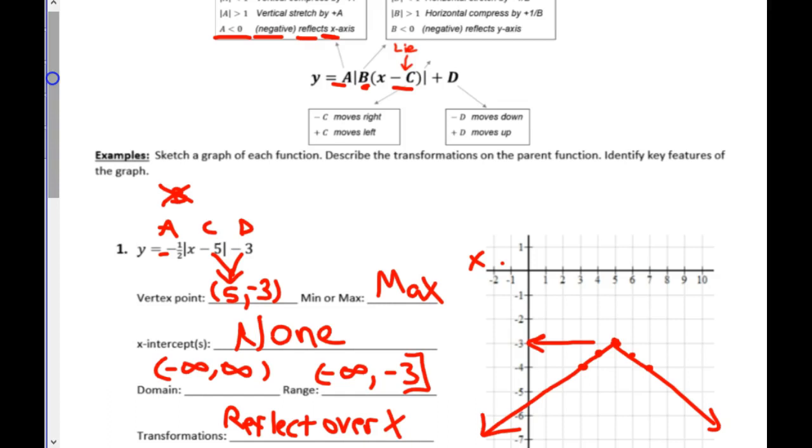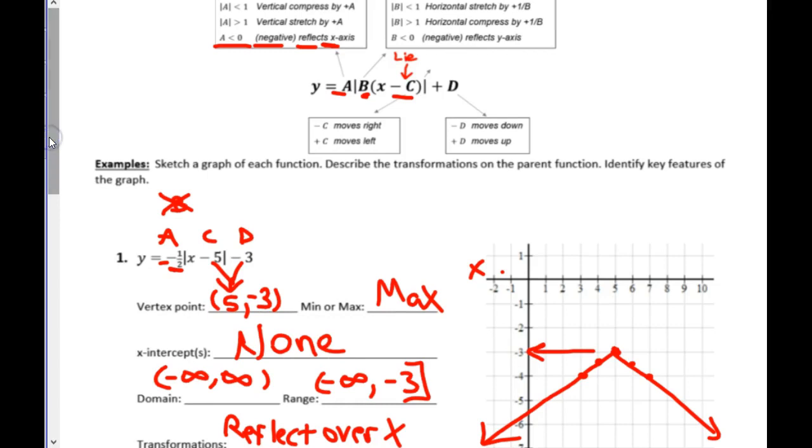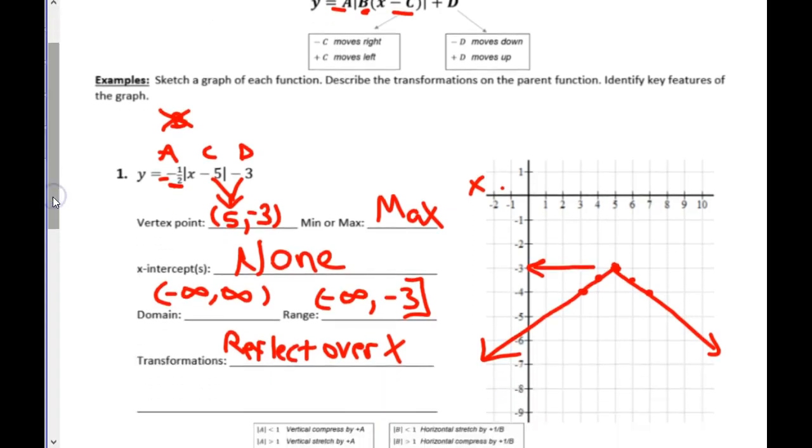And then 1/2. Is that bigger or less than 1? 1/2 is less than 1. So check it out. When that A value is less than 1, that's a vertical what? Vertical compression. Vertical compress.